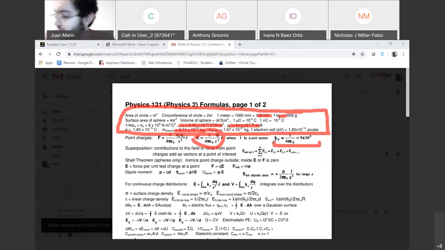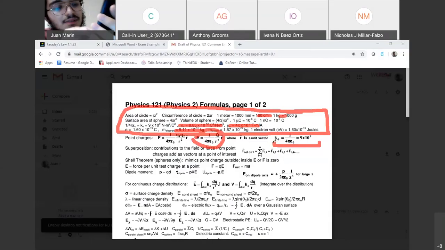The equation for the electric field is important to know. The force is pretty easy to derive from that, multiplied by the charge. Of course, remember the electric constant, Coulomb's constant.